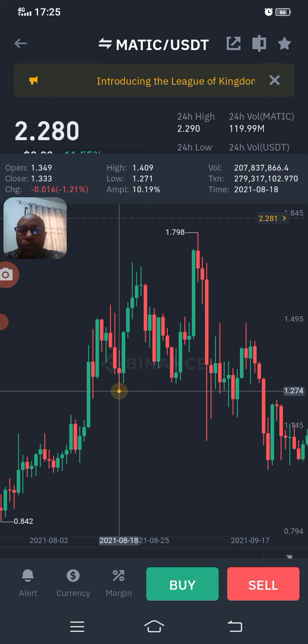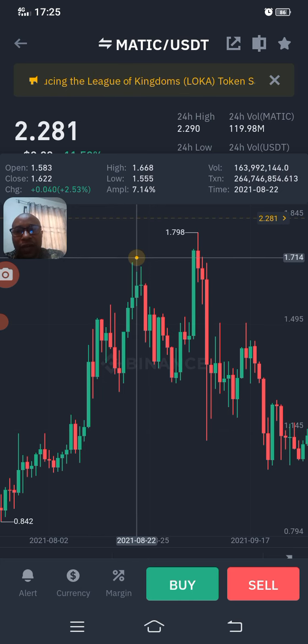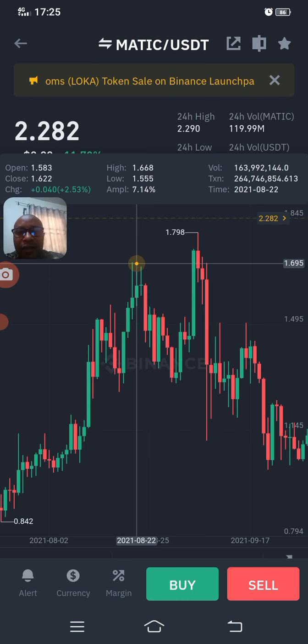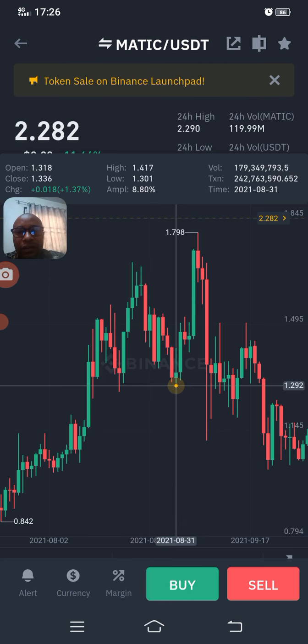It's going up. Now price went up again and got to $1.69. Now it came down again to $1.29.